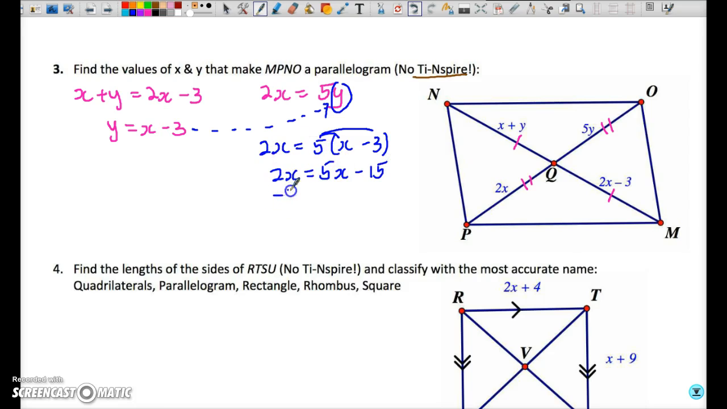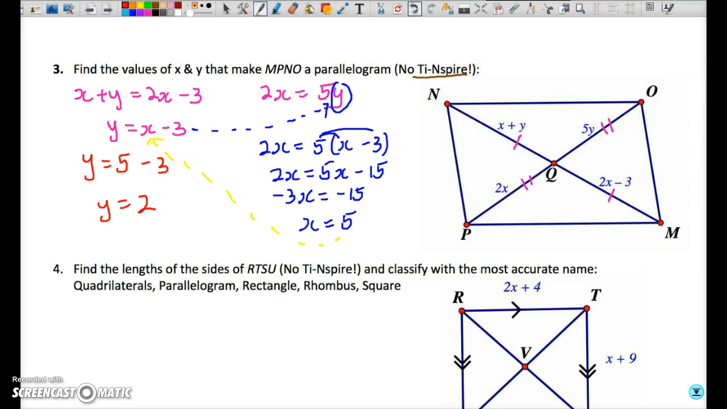Move the 5x to the left hand side. Minus 3x is equal to minus 15. Divide through by minus 3, and we're going to get x is equal to 5. We can then substitute that value back in over here because we know that y is equal to x minus 3, and therefore y must equal 5 minus 3 because x is equal to 5, and we get y equal to 2. And we've now solved our system of equations with x equal to 5 and y equal to 2. And that was done by substitution.